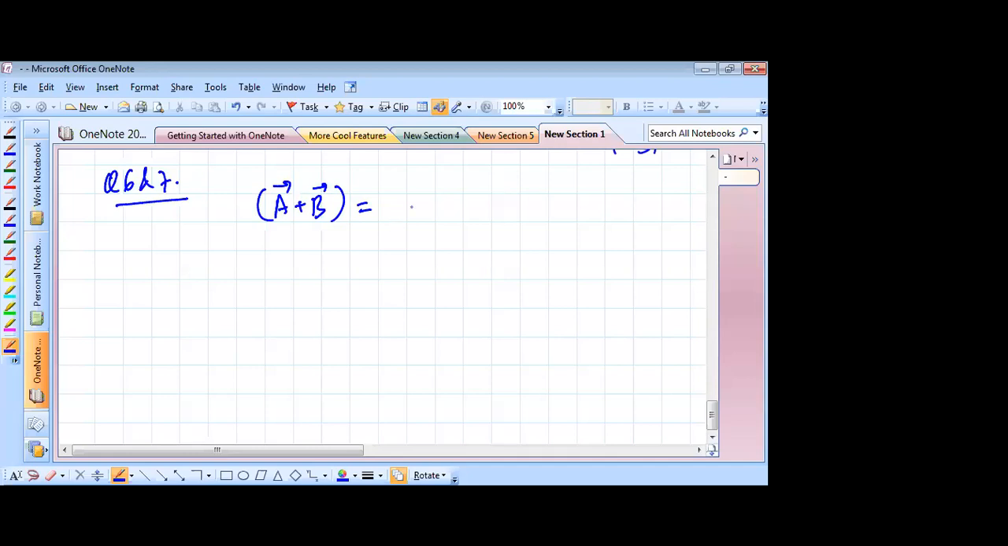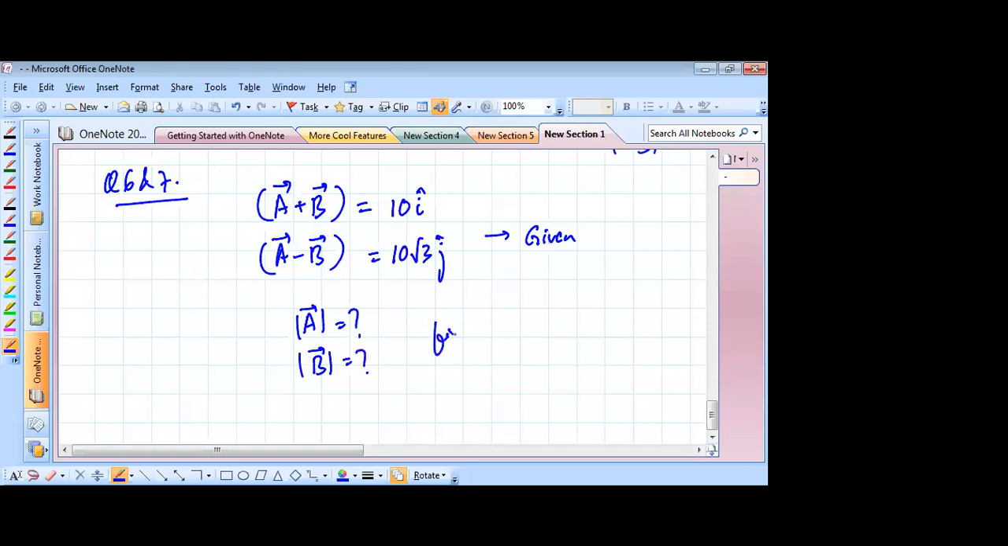Okay. So listen to this carefully. Vector A plus B is given as 10 i cap, and vector A minus B is given as 10 root 3 j cap. Okay. So this information is given. Now what we have to find is the magnitude of vector A and magnitude of vector B. Okay. So it's a very simple algebra question actually. Here we don't have to think of any geometry and stuff like that. Okay. I'll just tell you what to do here and you'll get it yourself.